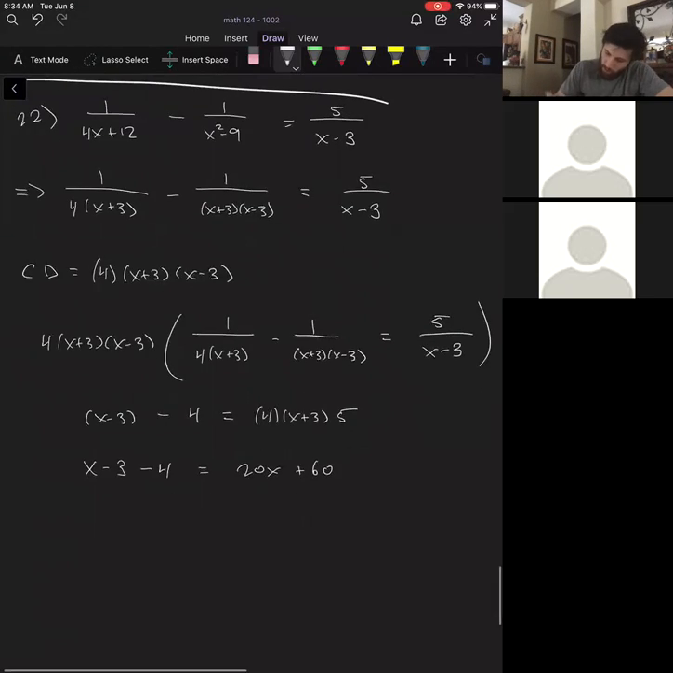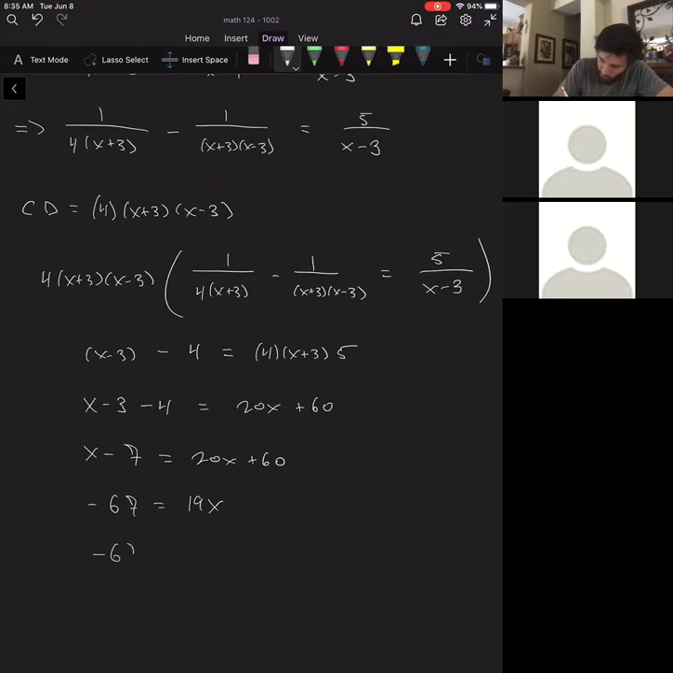Yeah, everything's okay. All right, so what we do now is we just solve for x. We'll simplify the left-hand side. So we have x minus 7 is equal to 20x plus 60. We can subtract the 60 over and subtract the x over. So what we get is minus 67 is equal to 19x. And then we can divide by 19. So minus 67 over 19 is equal to x.